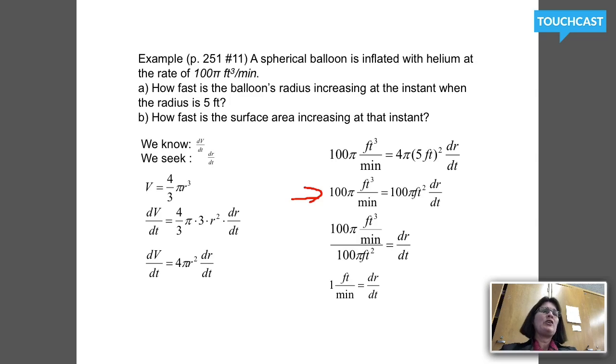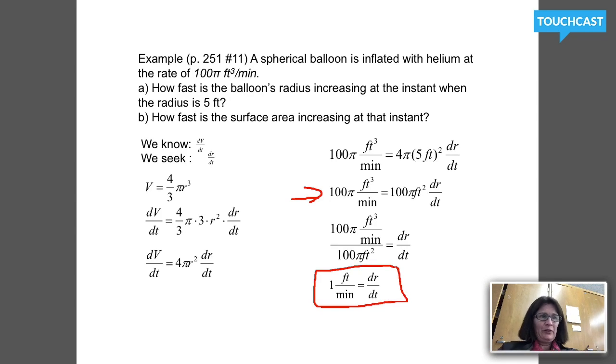So 100 pi cubic feet per minute is going to equal 100 pi square feet times whatever dr/dt is. When I isolate dr/dt, I get this final answer of 1 foot per minute. You have to stop and ask yourself. So I got those units by keeping all the units on all of my factors in this original equation. You might decide that that's not for you.